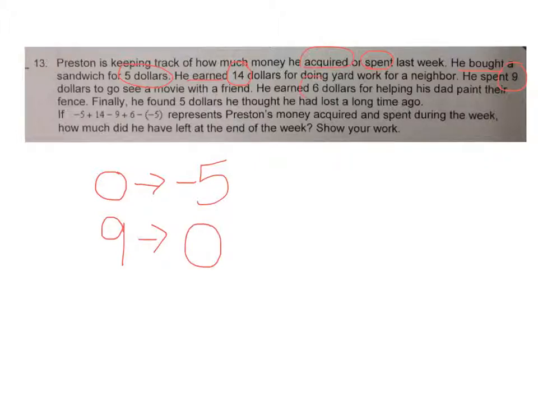He then earned $6, so now he's at $6 for helping his dad paint their fence. And then he found $5. So if I add that to what I've got, my final answer is $11.